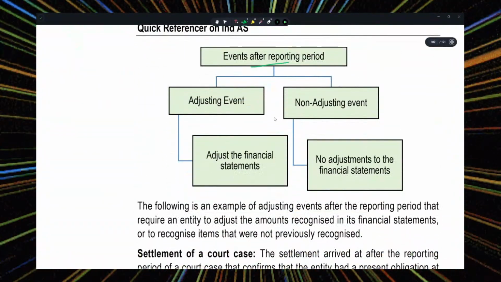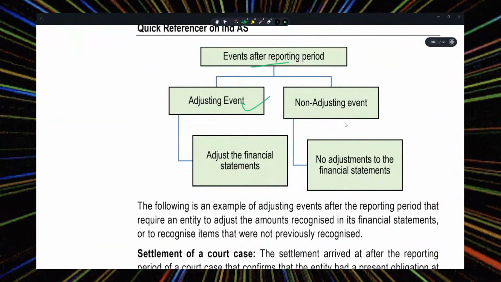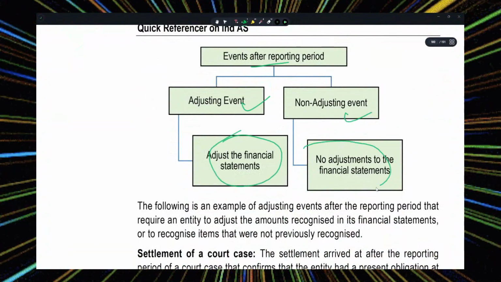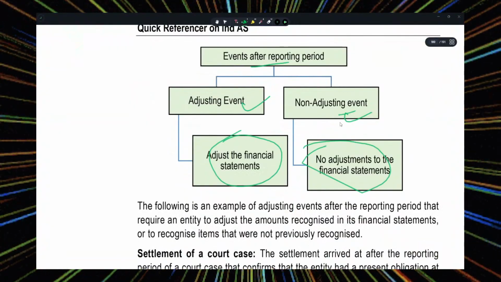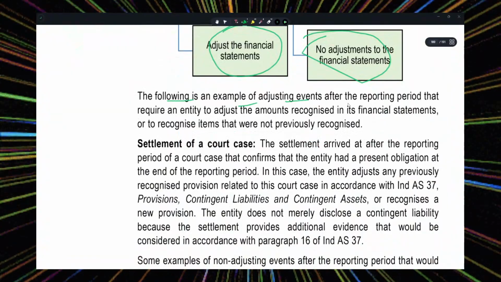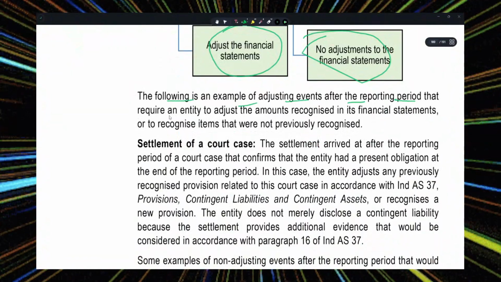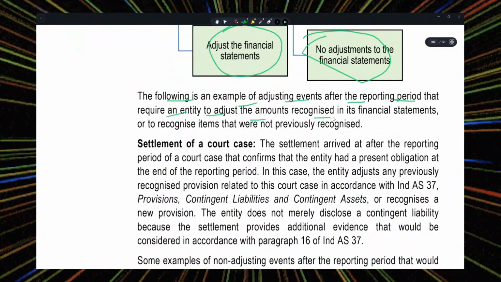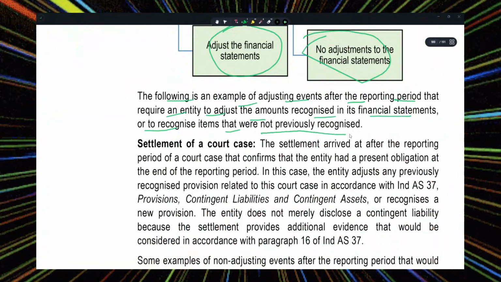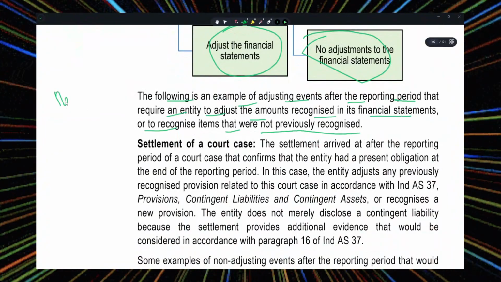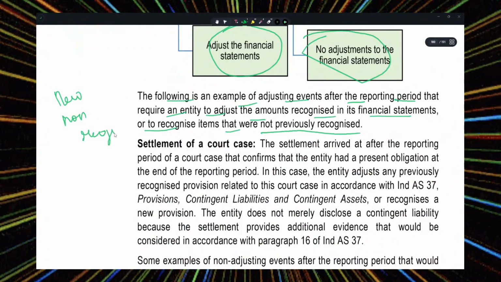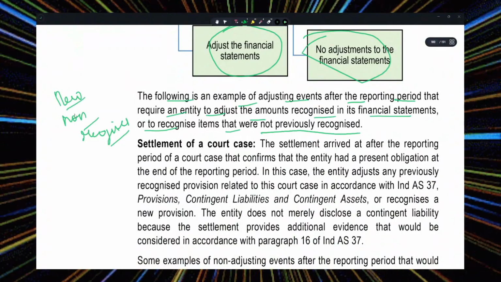Events after the reporting period: for an adjusting event, we need to change the financial statement; for a non-adjusting event, we just need to disclose it, with no adjustment to the financial statement. The following are examples of adjusting events after the reporting period that require the entity to adjust the amounts recognized in the financial statements or to recognize items that were not previously recognized. Whether to recognize it or not recognize it: these are the two things we need to see.